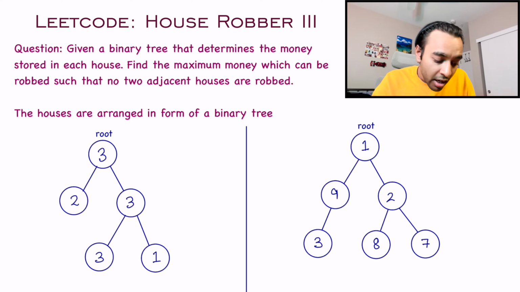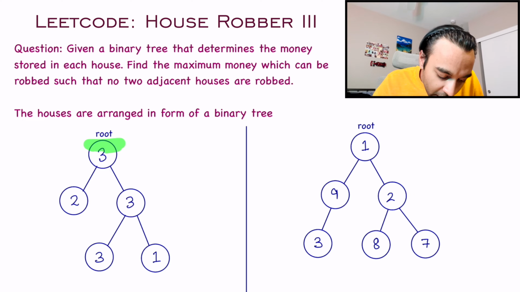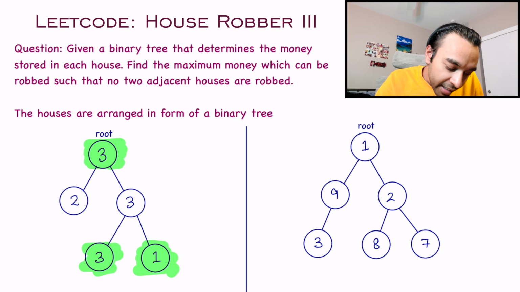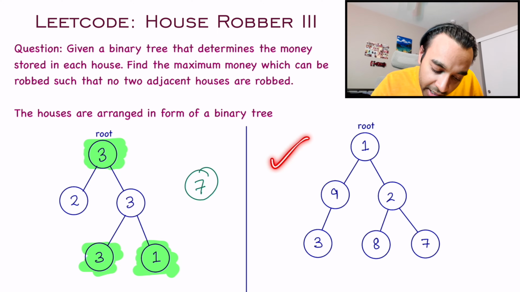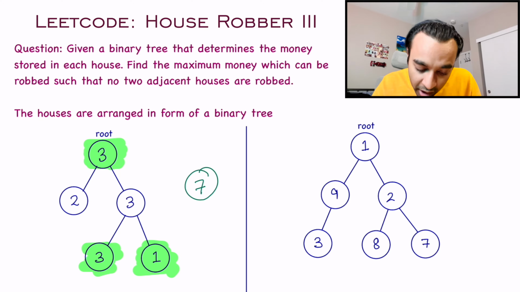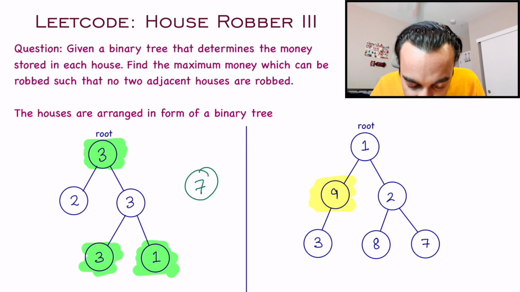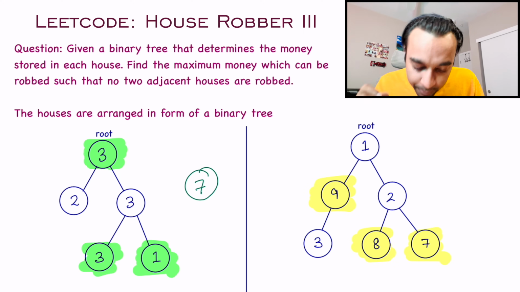a binary tree. So for test case number 1, the maximum amount can be robbed if the robber robs all of these three houses. And then his grand total will be 7, correct? So you can see that we satisfied all the conditions. They are in the form of a binary tree and no two houses are adjacent. So we were good over there. Similarly, in our test case number 2, the robber will be able to rob the maximum amount when he is robbing 9, 8 and 7.